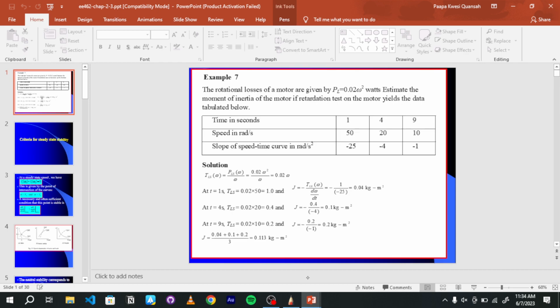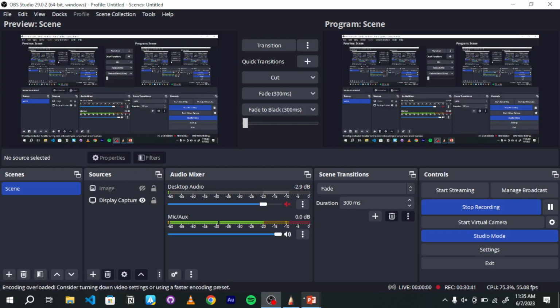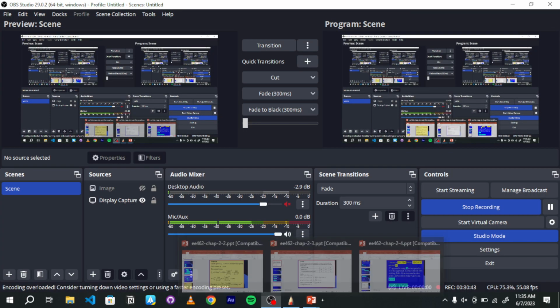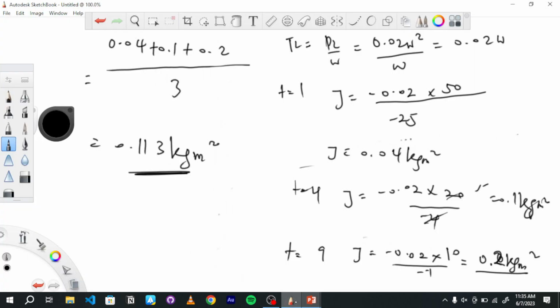So that's it. You are seeing how we use the formulas, right? In the retardation test, you are seeing how the formulas are used. Okay.